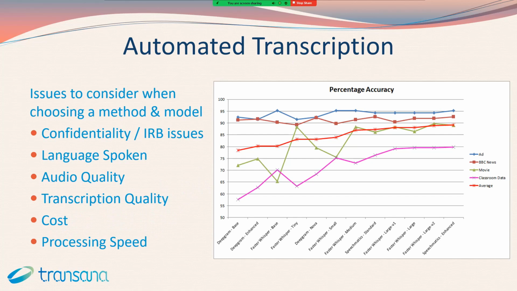And processing speed is another thing to take into account. There were really, really huge ranges in the amount of time that it took to create transcripts based on these data samples across the 12 different methods that were supported. So confidentiality, language, the quality of both the data and of the transcript, the cost, and the processing speed are all issues to take into consideration when you're thinking about automated transcription for your research project.